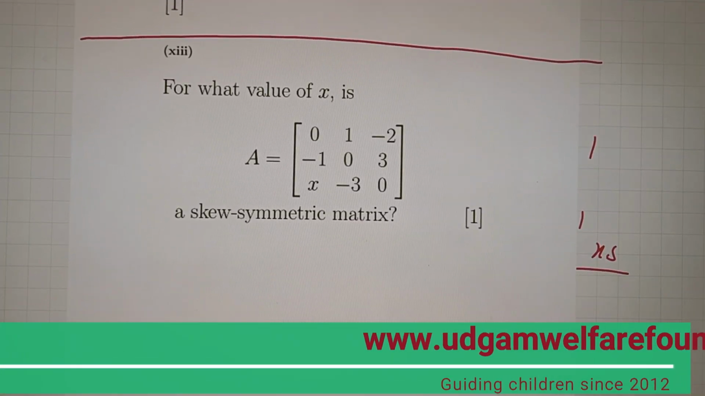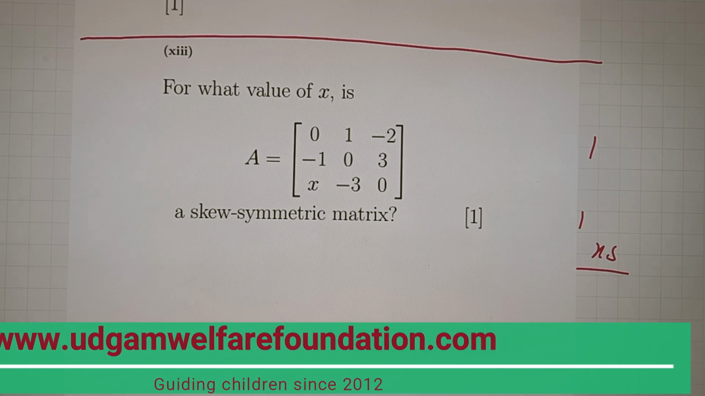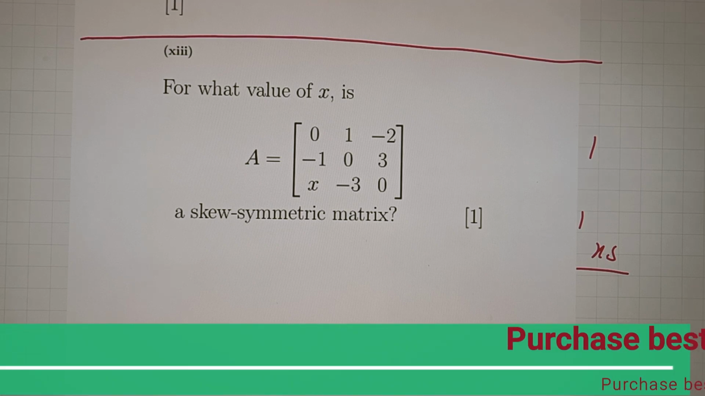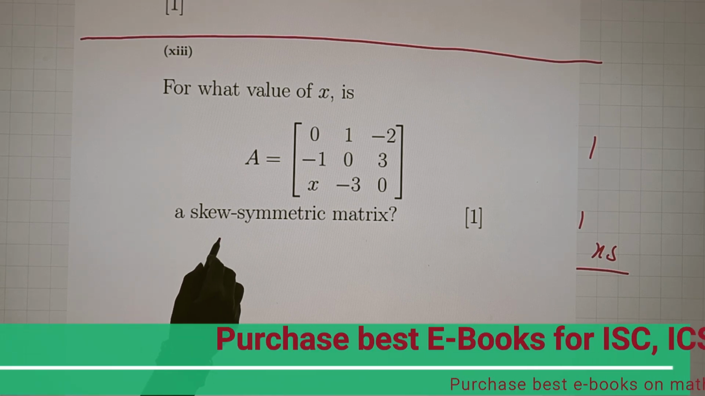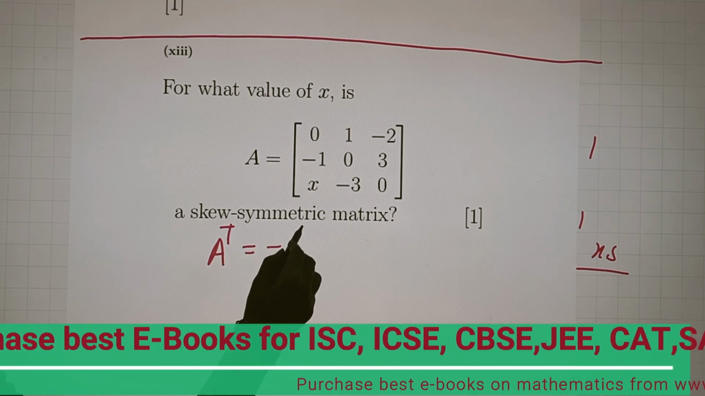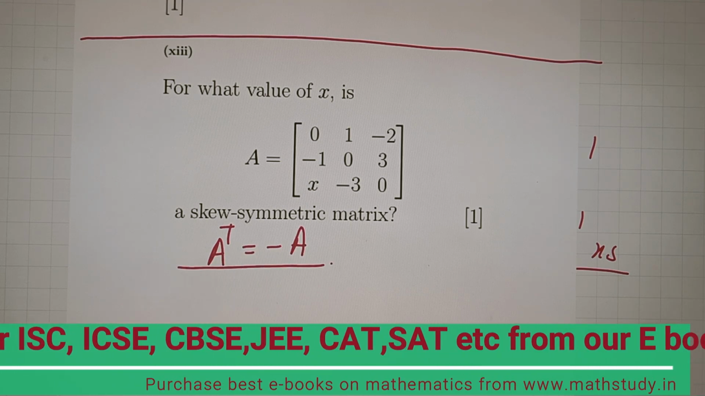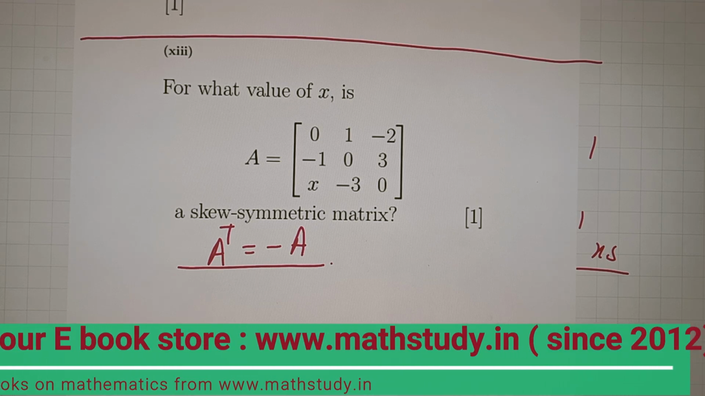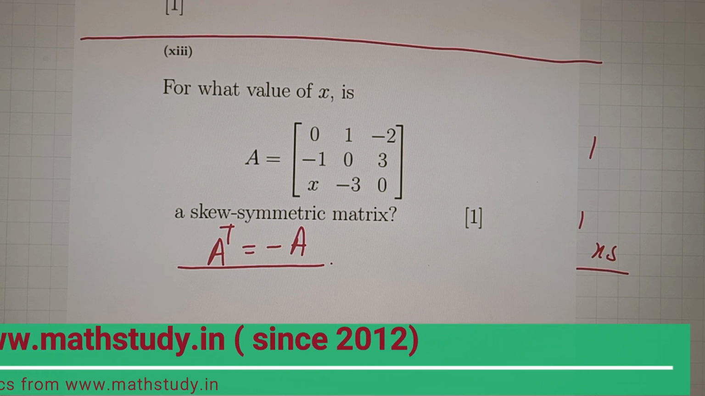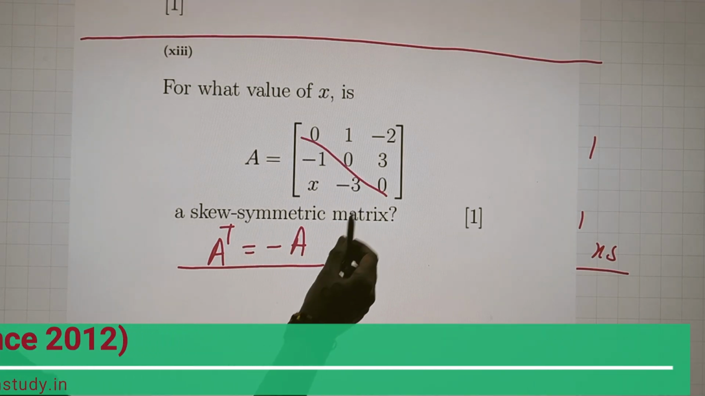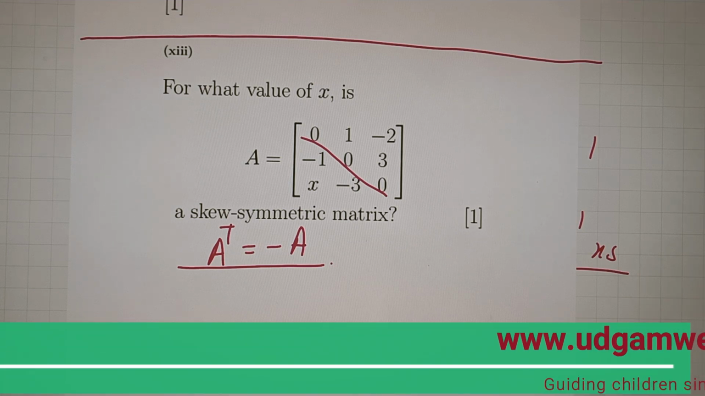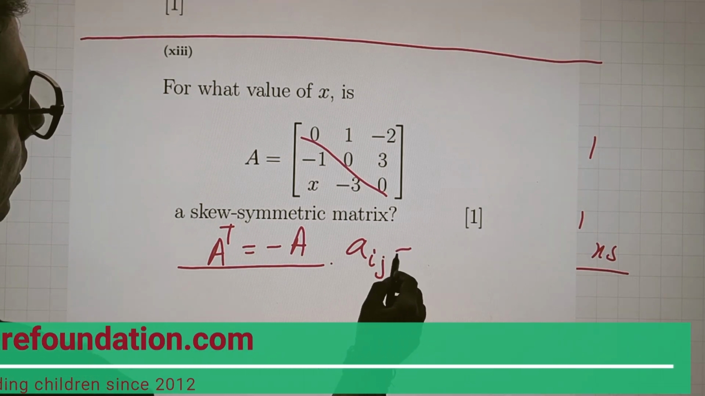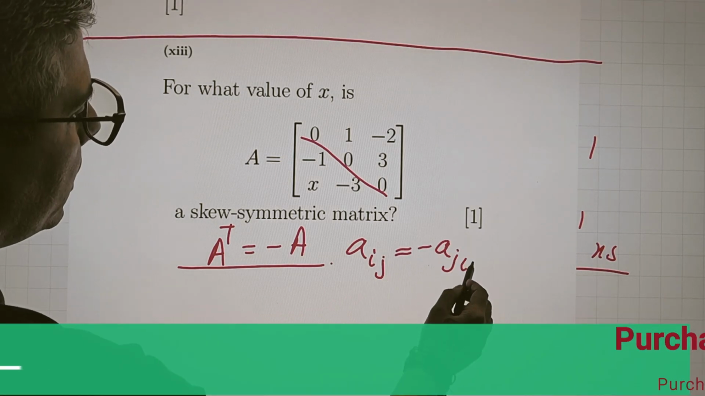This is part 13 of question number 1, where it is a question on matrices and the concept is skew symmetric matrix. As we know, for skew symmetric, A transpose should be minus A. Here we have to check the conditions for a skew symmetric matrix. The first condition is that the principal diagonal elements are all 0. Also the second condition, we can verify that Aij equals minus Aji.